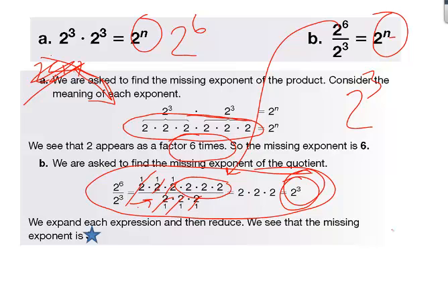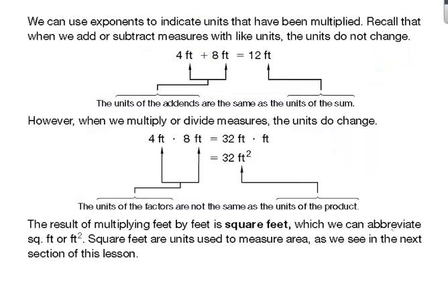So we come down here, it says, what is the missing exponent? It's a 3. I know that's a little tough, a little mind-boggling at first if you haven't dealt with exponents. So please let me know in class if this is confusing to you so we can do it some more and practice some more.